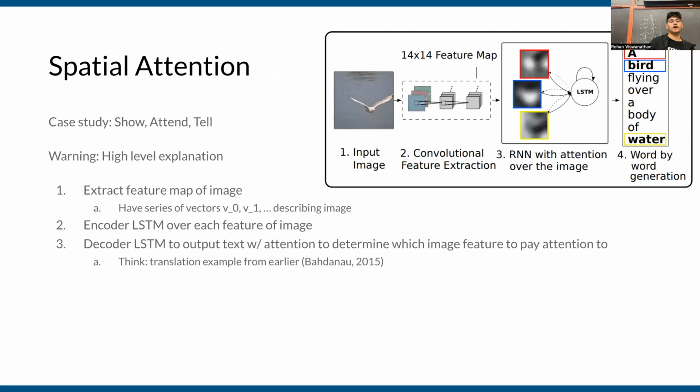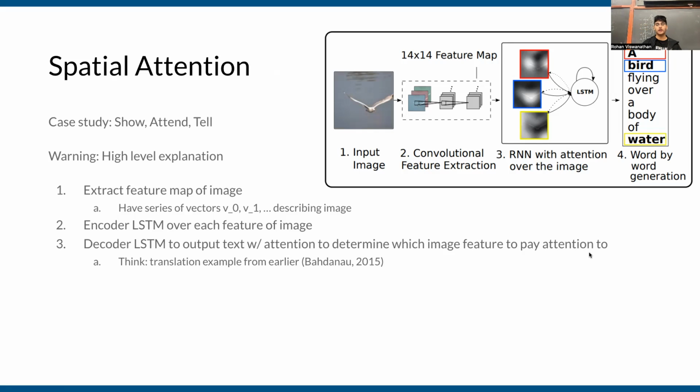Spatial attention is similar to what we were talking about before, in that here we have an image to sentence representation. We have an input image. We want to extract features using convolutions. Then we have a residual network with attention over the image, and we want to use the different attention weights that we've come up with to do word by word generation to create a sentence that describes this image.